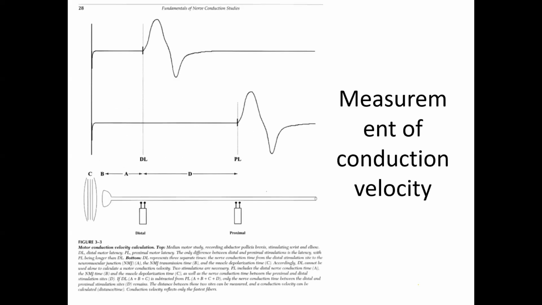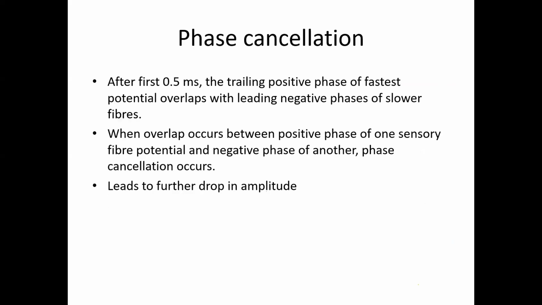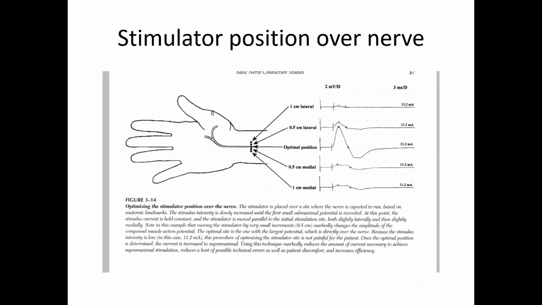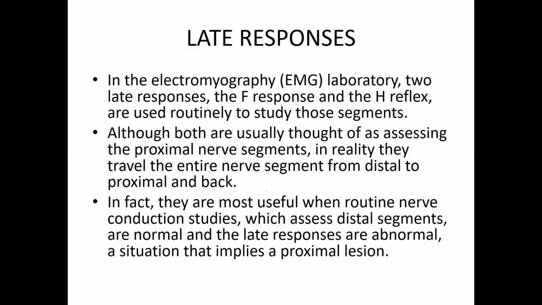Then we can go for the late responses. What are the late responses? There are two late responses, F response and H reflex. Why have I said F response and H reflex? Because in F response there is no synapse, while in the H reflex a synapse is present.